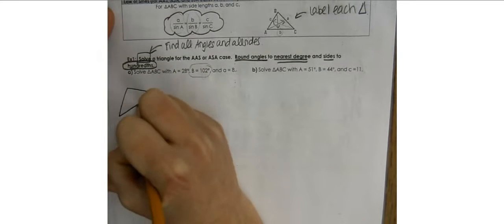Okay, so the first thing that we have is we want to solve triangle ABC, given that angle A is 28 degrees, angle B is 102 degrees, and little a is equal to 8. Now 102 degrees indicates that this is an obtuse triangle. So what I would recommend is you draw an obtuse triangle to the best of your ability. My obtuse angle is angle B, and I'm going to make that 102 degrees. Here is A and here is C.